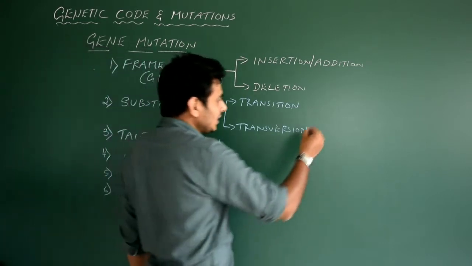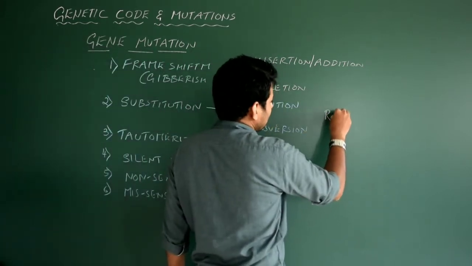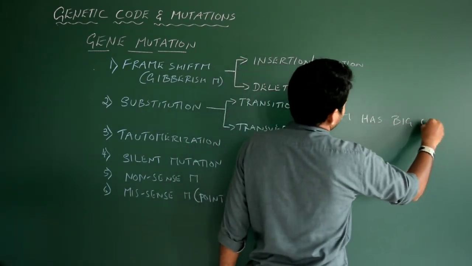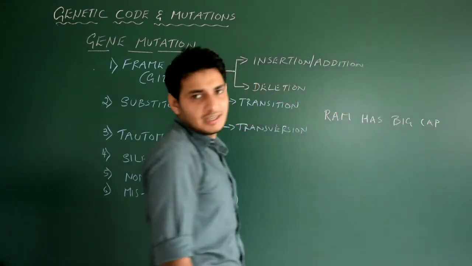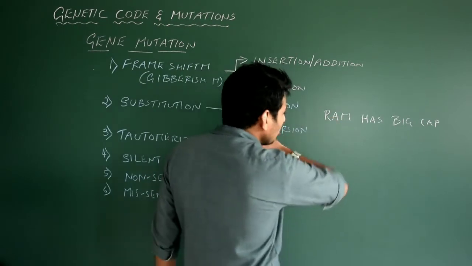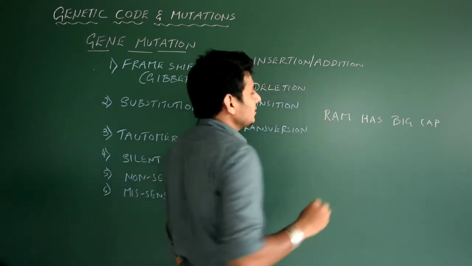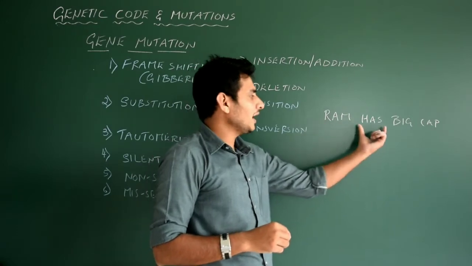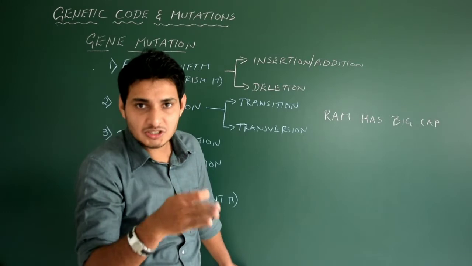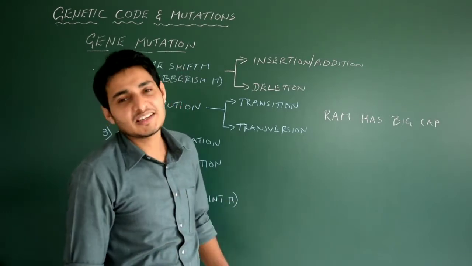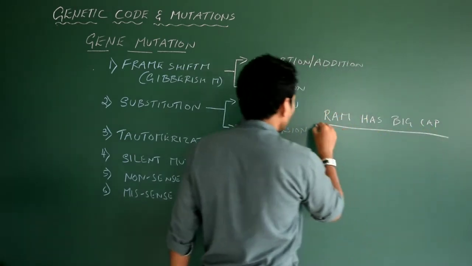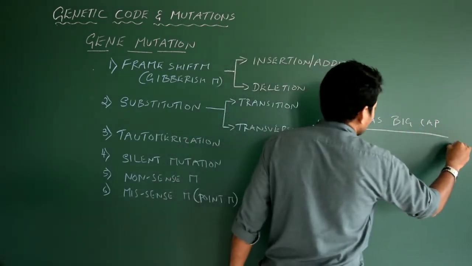To understand that, let me write one statement here. Ram has big cap. I have taken this statement from the NCERT textbook. You can also find the same statement. I am going to consider each letter of the word, whether Ram, has, big or cap, as the nitrogenous bases present within the mRNA. That is nothing but the codons. So let me draw a line. This line is now mRNA, 5' to 3'. That is the reading frame.